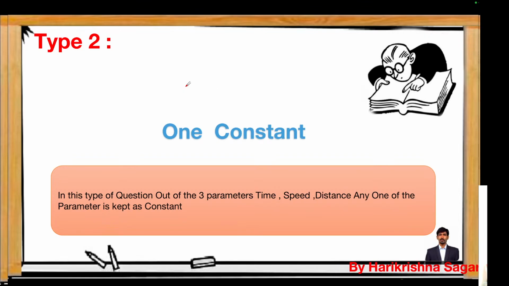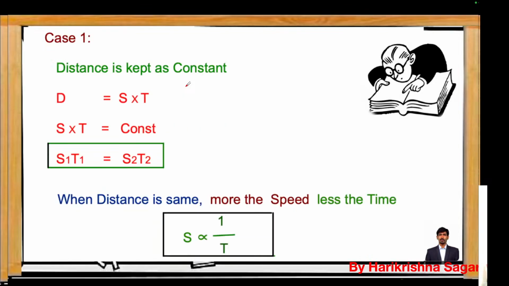Similarly, you can see questions on time and distance of type 2. That is one constant, previously one unknown. Now it is one constant. That means they may narrate the story by keeping distance as constant. At that time you can use the formula s1t1 is equal to s2t2, because the basic formula for distance is s into t. S into t is constant, so s1t1 is equal to s2t2. The point to be noted here is, when distance is kept constant, speed and time are inversely proportional. If you are going with more speed, you will take less time to reach the destination.